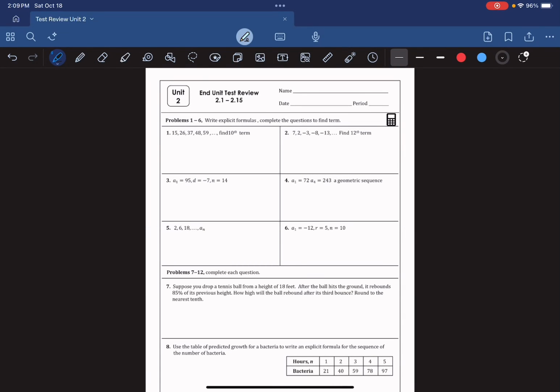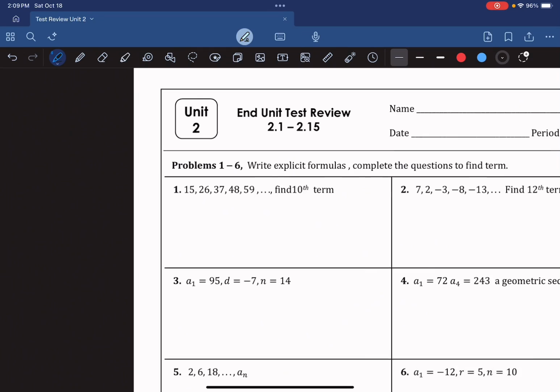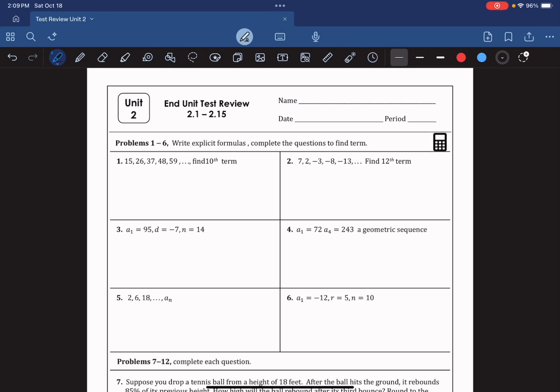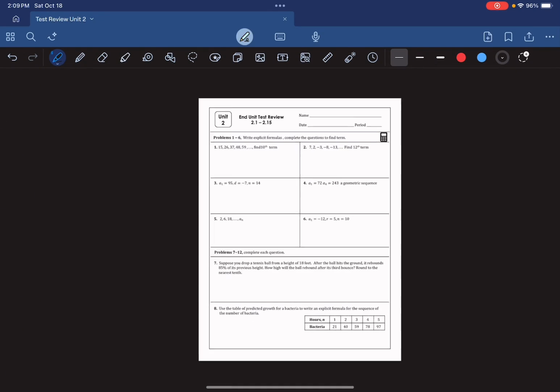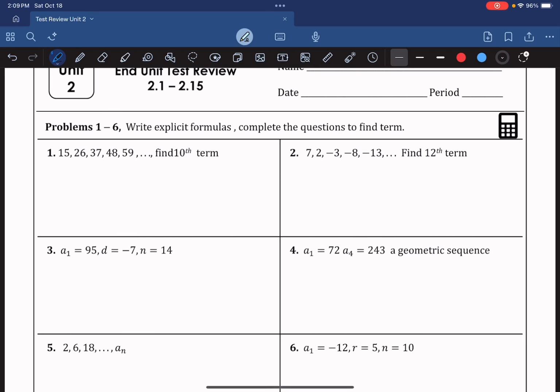Alright everybody, welcome back to Unit 2 Precalc review. And we're just going to do a little worksheet that has all the test review. So for the first 6 problems, write explicit formulas and complete the questions to find each term.